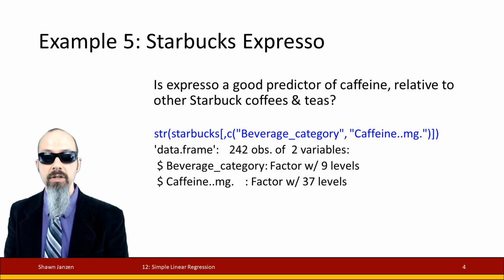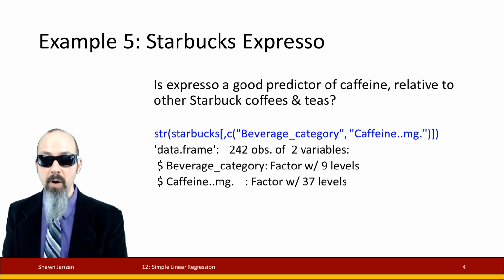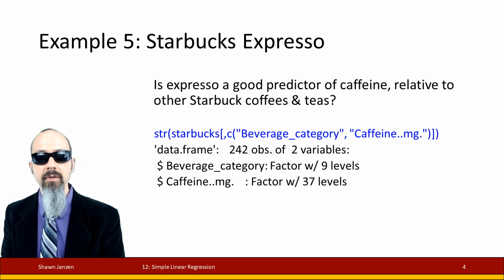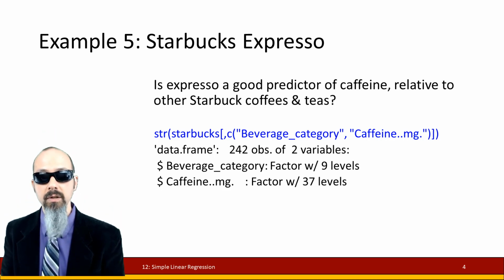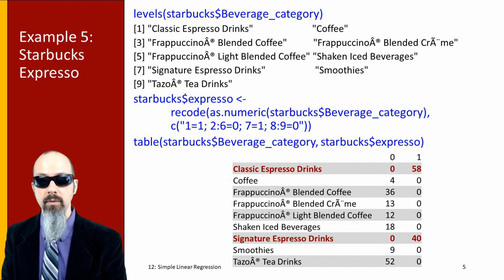And when I run a structure on this, again, always check your variables. Just don't go directly diving into regression. You're going to run into all sorts of issues. So beverage category and caffeine are both factors. I would have expected that with beverage category since these are going to be groups of drinks. But caffeine, in milligrams, that should be a number, so I may have to take a closer look at this. So let's just do a quick setup for our variables here to make sure we're on the right track.